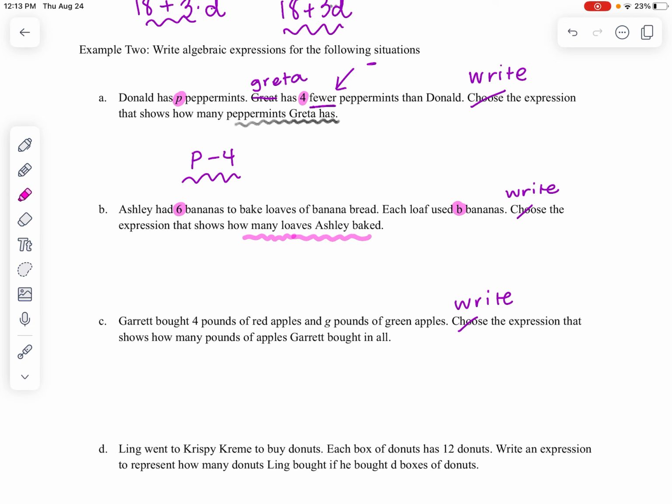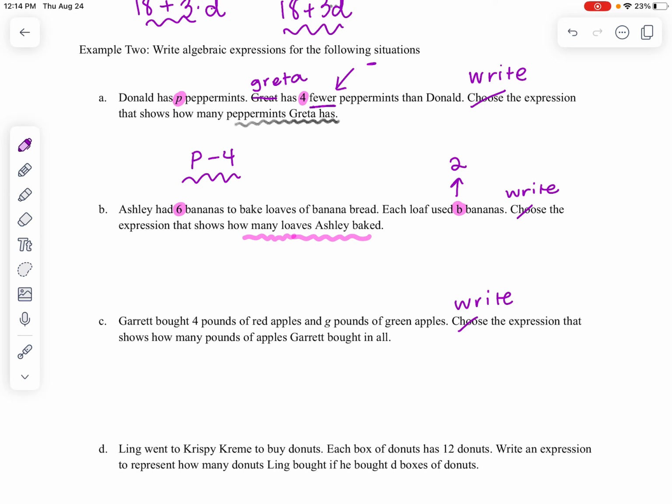There's nothing really verbal in here, so I'm wondering what I am supposed to do first. Sometimes if I can't figure out what I need to do, let's just make up a number of bananas. Let's say each loaf needed 2 bananas. If I made 2 loaves of banana bread, I would need 4 bananas. And if I made 3 loaves, I would need 6 bananas. So basically what I'm doing is multiplying the amount of bananas by the amount of loaves.